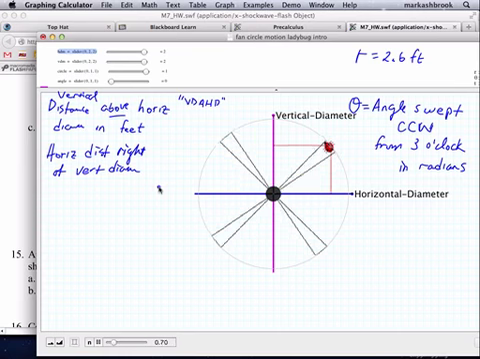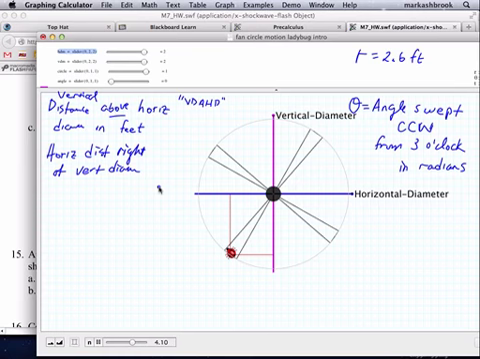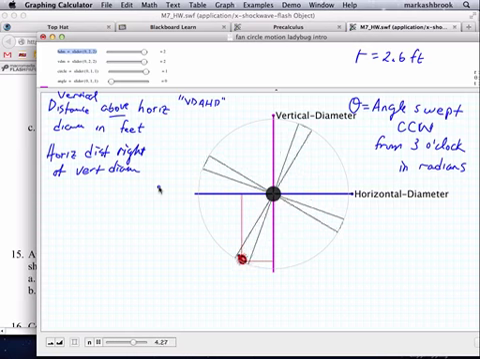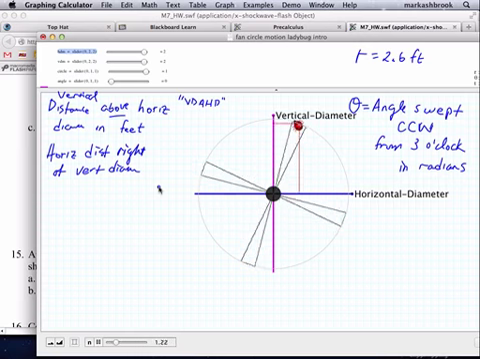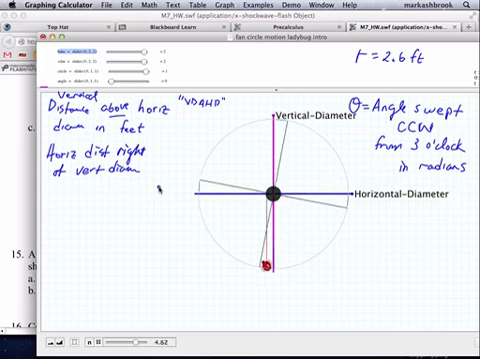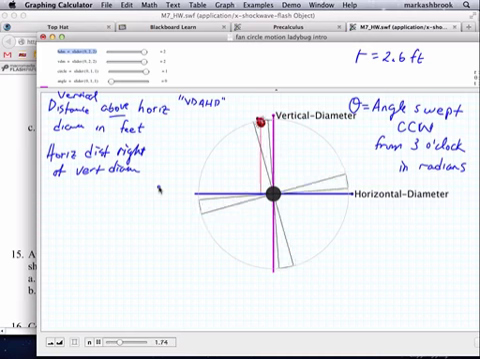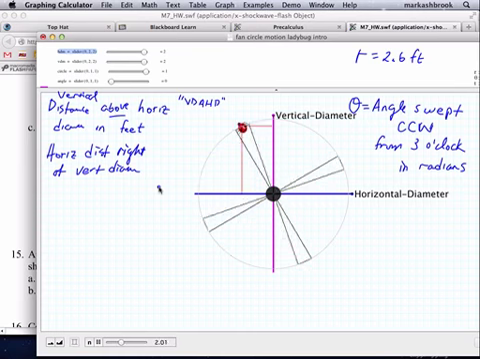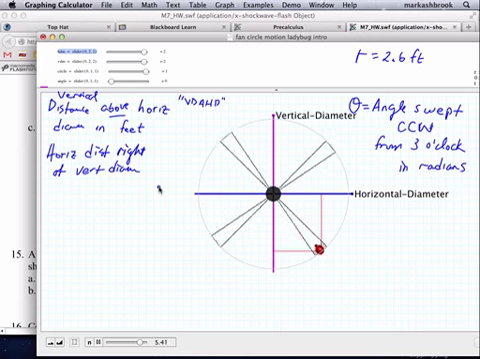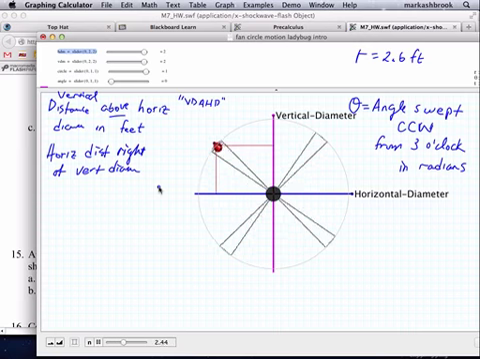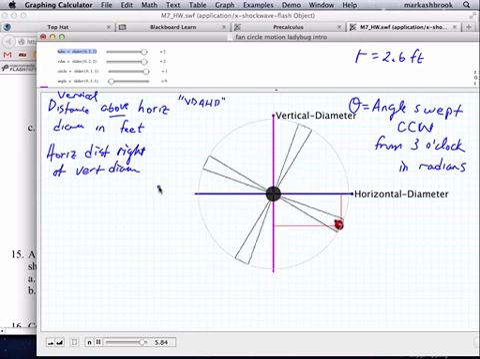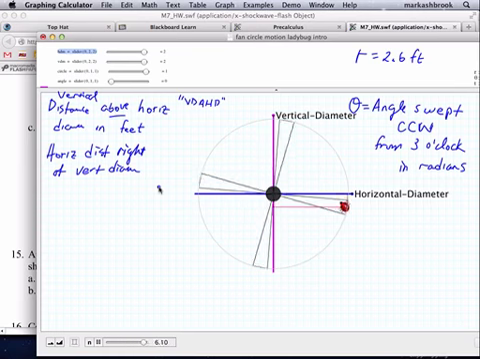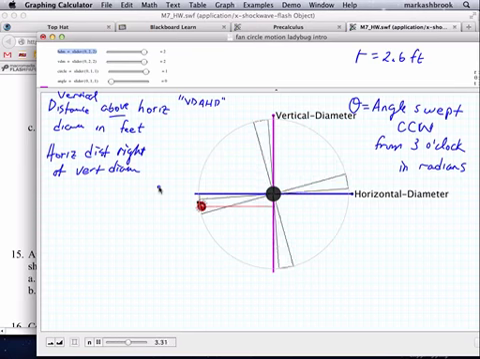Okay, good question. So why are we saying horizontal distance to the right of the vertical diameter? It's so that we can distinguish, right? So we want to be able to numerically distinguish between being to the right and being to the left. So by saying it's the horizontal distance to the right, how does that numerically give us a distinction between being on either side?